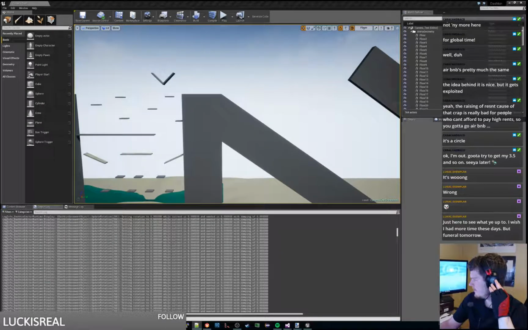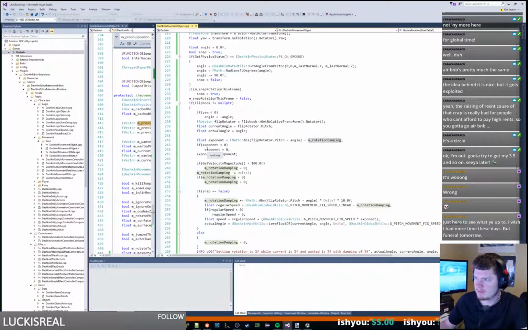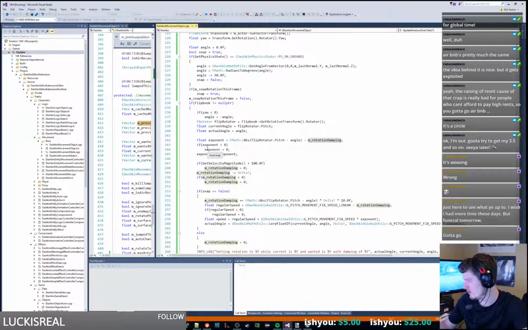Setting rotation to 0 while current is 0. Wanted is 0. So like, what ended up happening is our snap was 1 frame. Like our rotation vector was wrong.